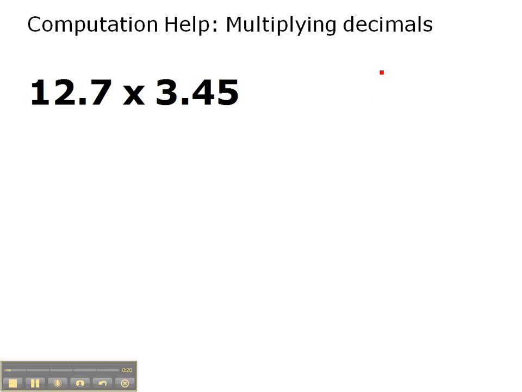So you set up your multiplication as if the decimals weren't there, and we typically put the larger number on top, 345 times 127. Now here's an example where my method may vary from your teacher's. Do it the way your teacher showed you. I just like to do it this way.